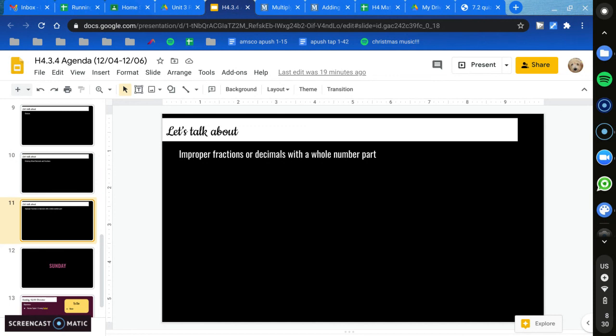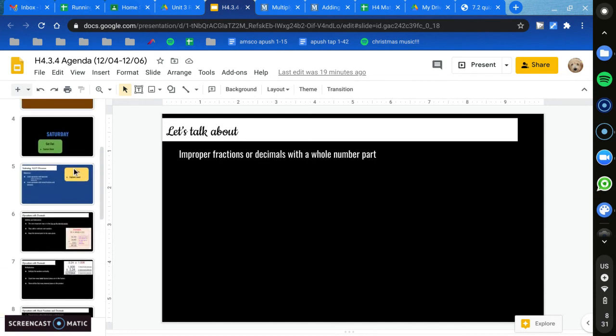Finally, let's talk about improper fractions, or decimals with the whole number part. They act the same way. So if you get something crazy like 32 halves, right, that's totally fine. Improper fractions act the same way as normal fractions when you're doing these operations. Okay? Cool. Although you should never have 32 halves, because you can simplify that to 16, right? Okay.